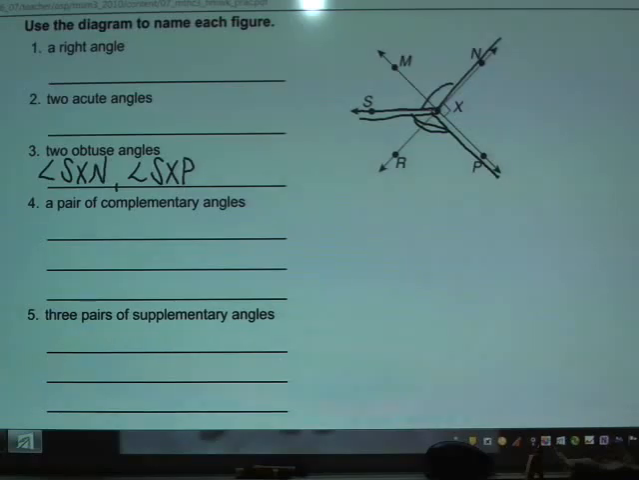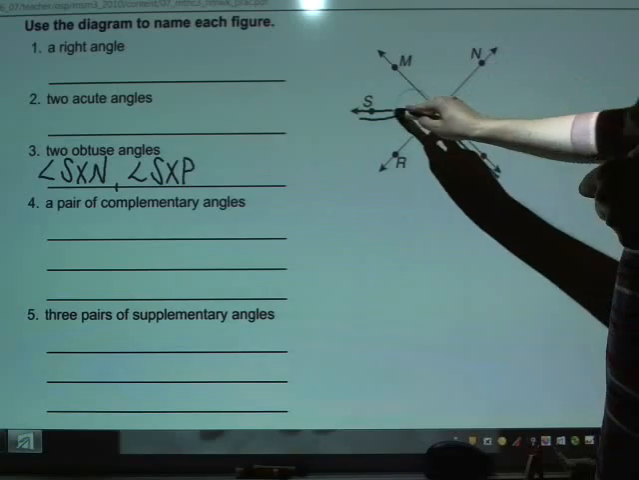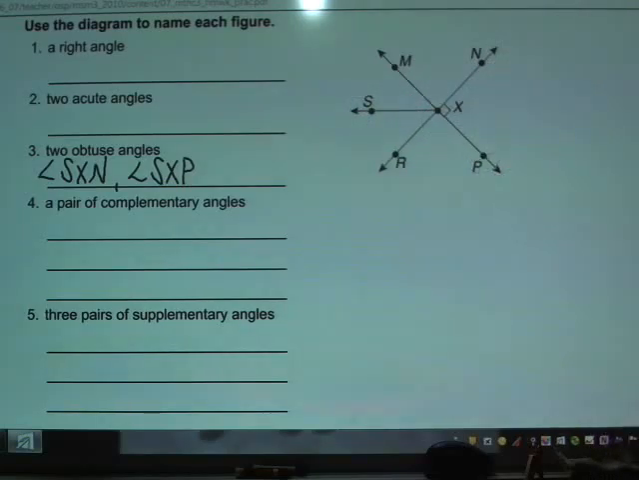Okay, let's continue on here with 4 and 5. We'll tackle number 5. They're looking for 3 pairs of supplementary angles. So 2 angles that, when I add them together, have to make 180, because that's the definition of supplementary. Let me erase what we've already done there. We've got to put L shapes together that are connected to each other with a common line, because that's how we're going to get 180.